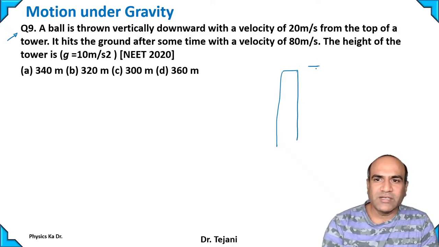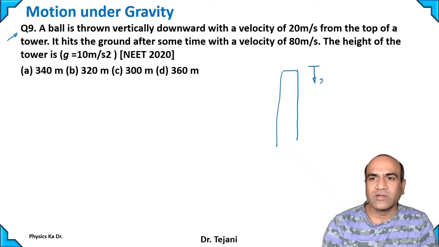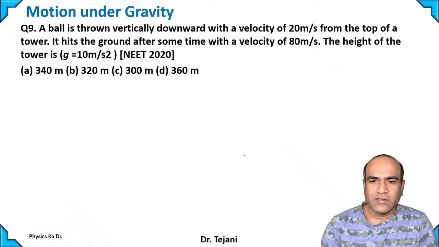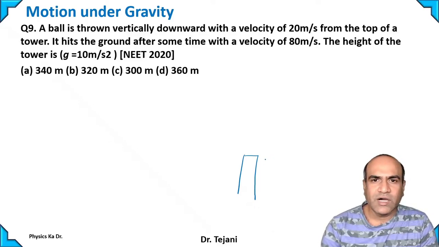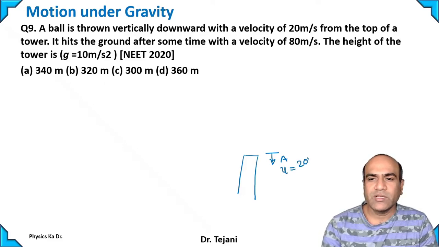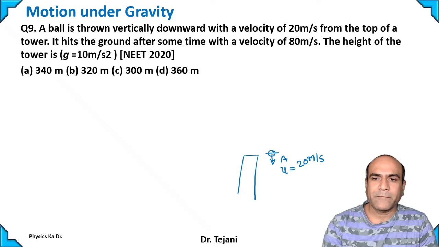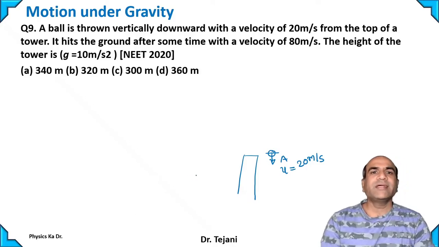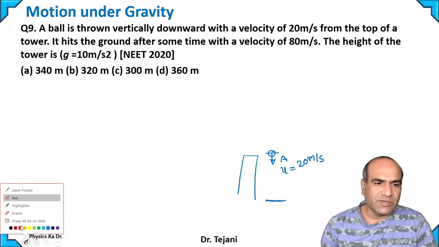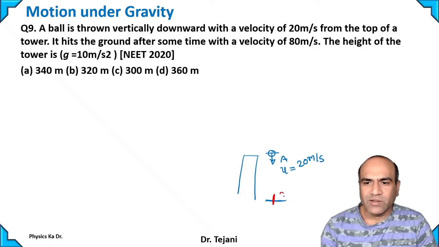A ball is thrown vertically downward, 20 meter per second. Let's draw here a tower. From the top of the tower, the ball is thrown vertically downward with a velocity 20 meter per second. This is the ball, downward, u is 20 meter per second. From the top of the tower, it hits the ground after some time, with velocity given as 80 meter per second.